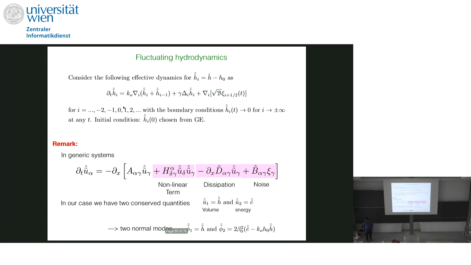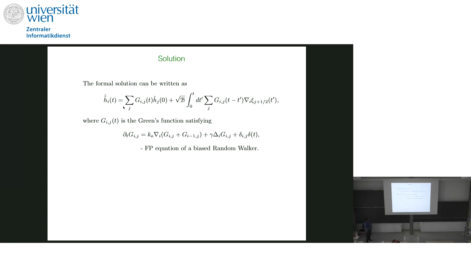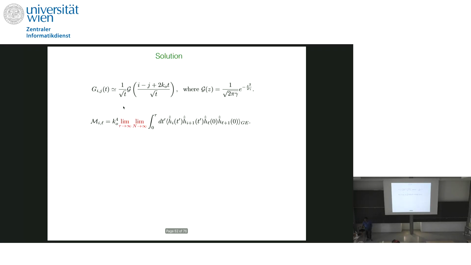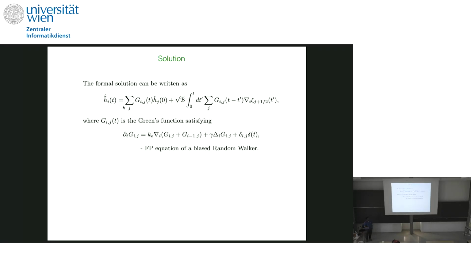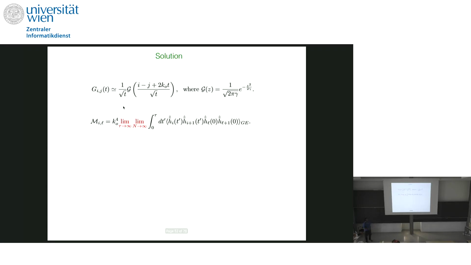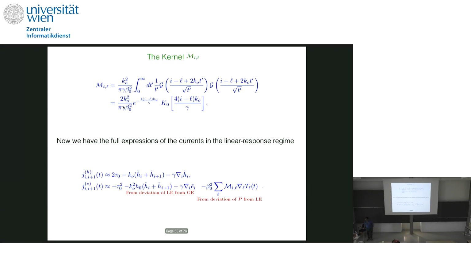This is a linear equation, so you can write the solution in this form, where you have a Green's function which satisfies this equation. You observe that this equation can be thought of as a Fokker-Planck equation of a biased random walker, so you can easily write down the solution. In the scaling limit, the solution is this Gaussian. So we know the Green's function, and we know the full solution. We put it in this and perform this integral. If you do that, you find that this kernel is given by this explicit expression where K0 is the modified Bessel function of zeroth order.